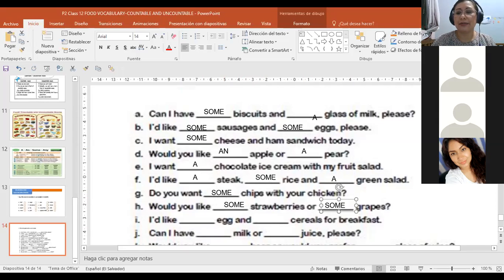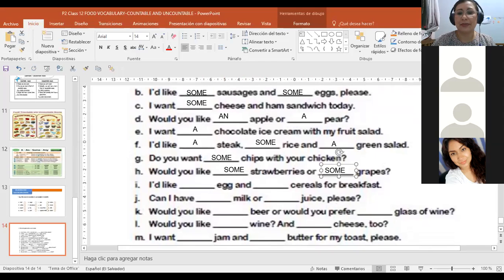Okay, letter E. I'd like an egg, okay. ¿Verdad? Porque comienza con vowel. Very good. I'd like an egg and some cereals, because it's plural. Okay, and some cereals for breakfast.